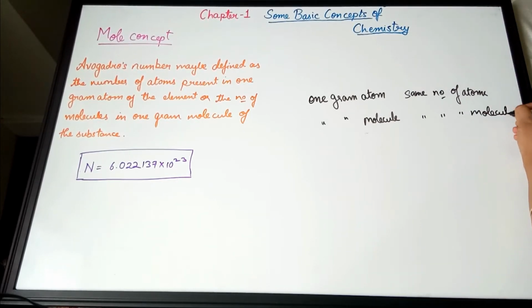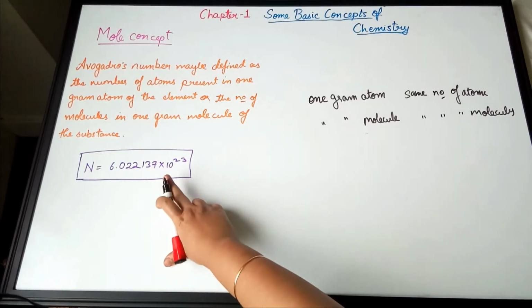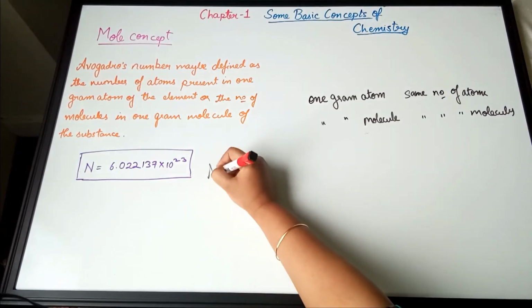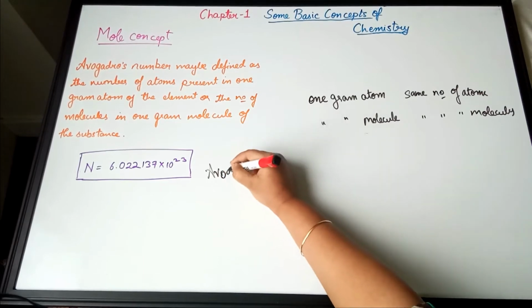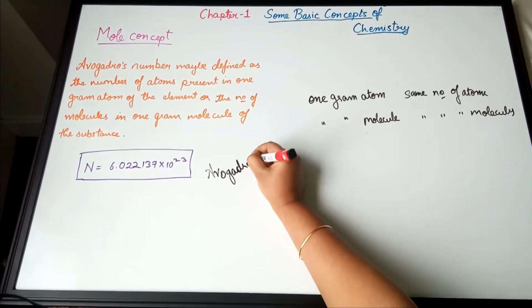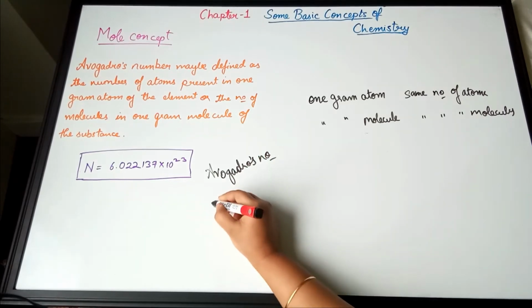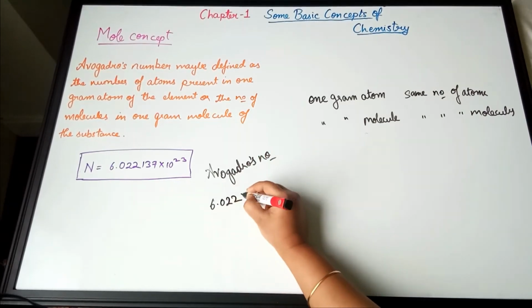So this was a huge, a big finding, and this meant that there was a number which was experimentally determined, and it was found to be 6.022137 into 10 to the power 23, which is the Avogadro's number. For ease, we will use it only up to 6.022 into 10 to the power 23.